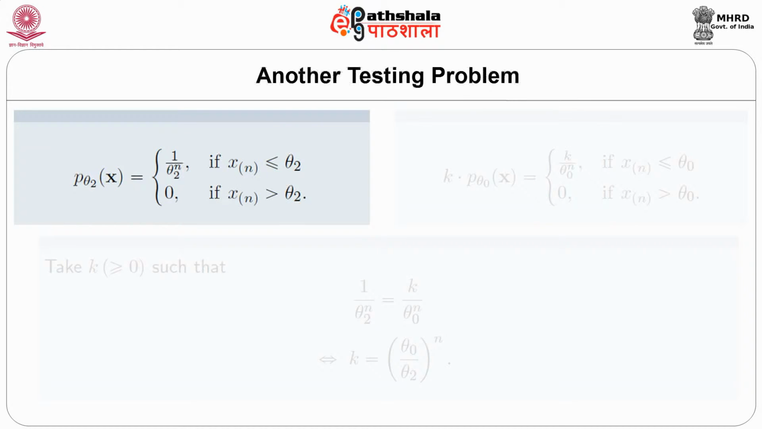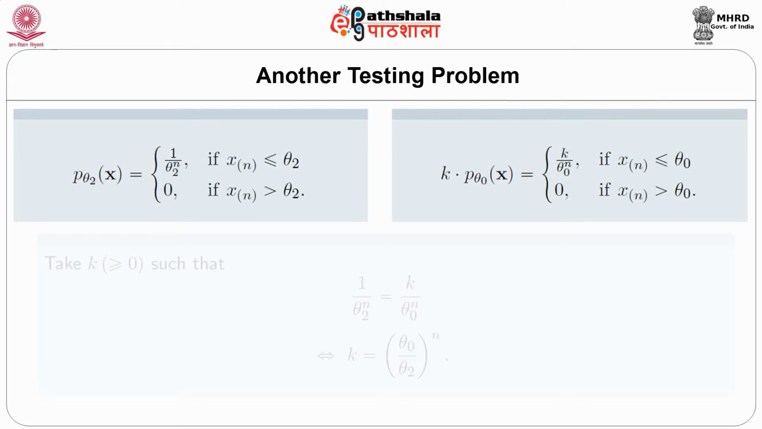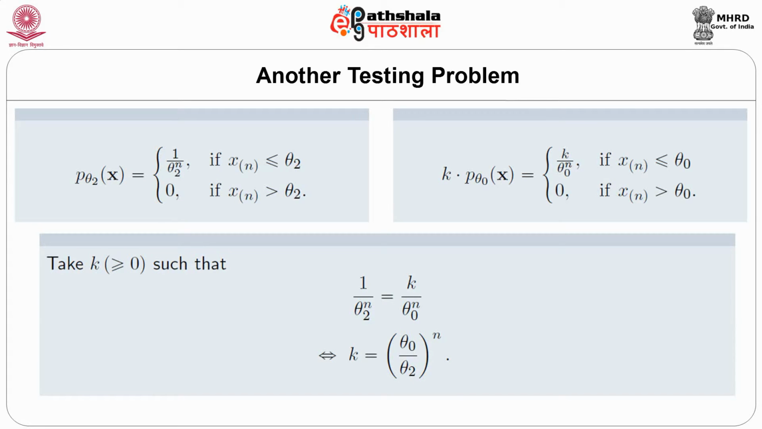So, p theta 2 of x is 1 by theta 2 to the power n if x order n is less than or equal to theta 2 and 0 otherwise, and k p theta naught is k by theta naught to the power n if x order n is less than or equal to theta naught and 0 otherwise. You can take k less than this or greater than this and try to find a most powerful test for this problem, but here we consider that k is exactly theta naught by theta 2 to the power n.